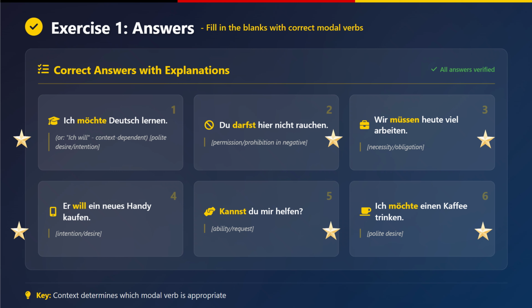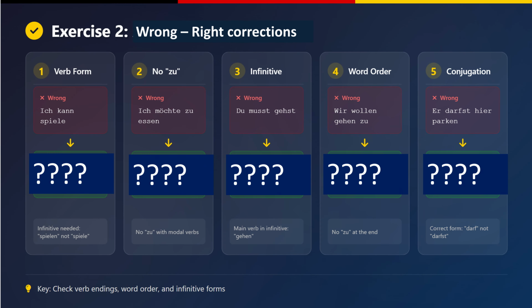Here we have a strong intention. Kannst du mir helfen? Here is a polite request for ability. Ich möchte einen Kaffee trinken. It's a polite desire. Context always helps you decide which modal is best. Now second exercise, wrong right corrections. We will fix 5 common mistakes.